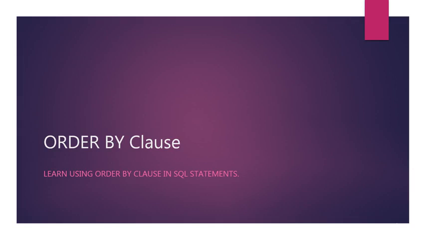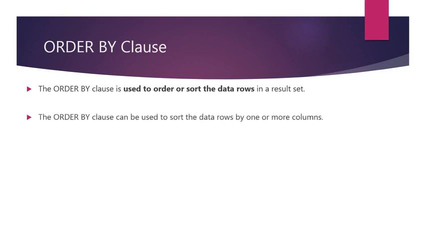In this lecture, we will learn about using order by clause in SQL statements. As the name suggests, order by clause is used to order or sort the data rows in a result set. The order by clause can be used to sort the data rows by one or more columns. By default, the order by clause sorts the records in ascending order.